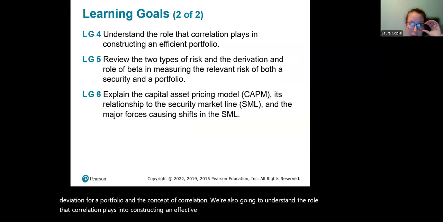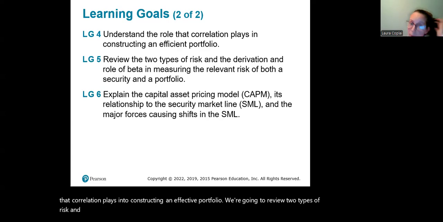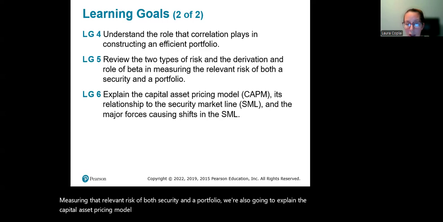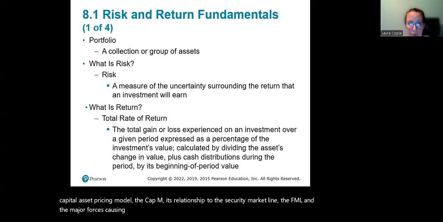We're going to review two types of risk and the derivation and role of beta in measuring that relevant risk of both a security and a portfolio. We're also going to explain the capital asset pricing model, the CAPM, its relationship to the security market line, the SML, and the major forces causing shifts in that SML.